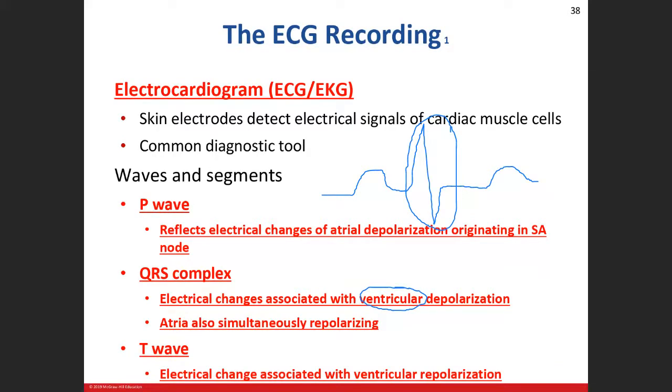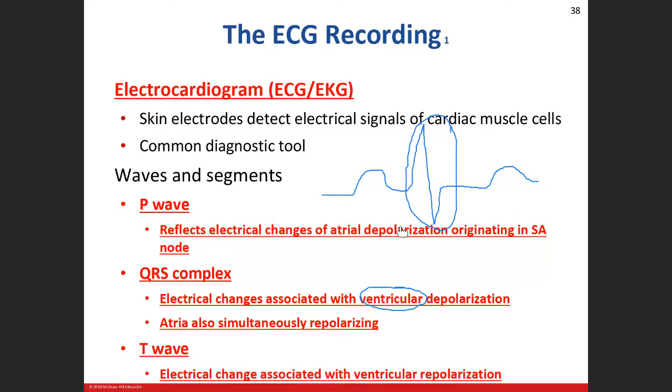Now, during this QRS complex, the atria will repolarize, but we can't see it in here because when the ventricles are depolarizing, it's such a big phenomenon that we lose the atrial repolarization. So we can't see it. It's buried somewhere in here. We just know it happens in here.